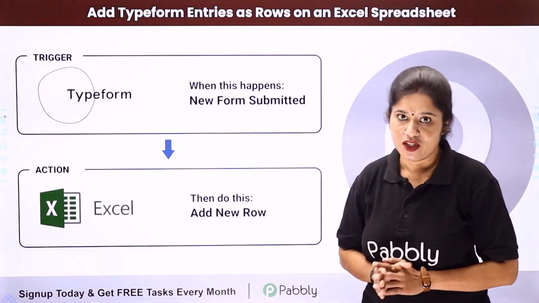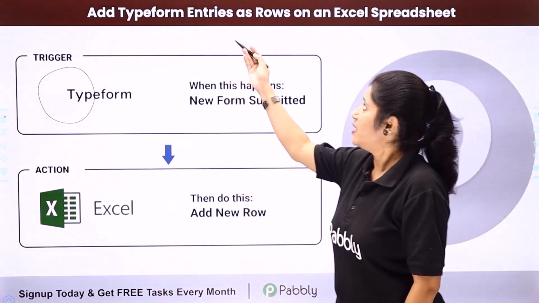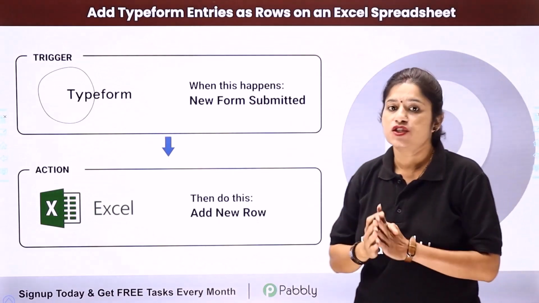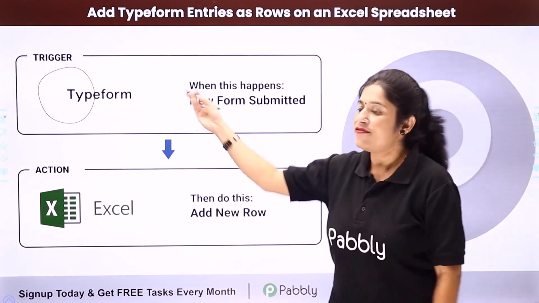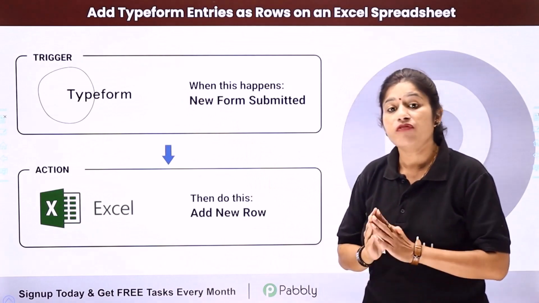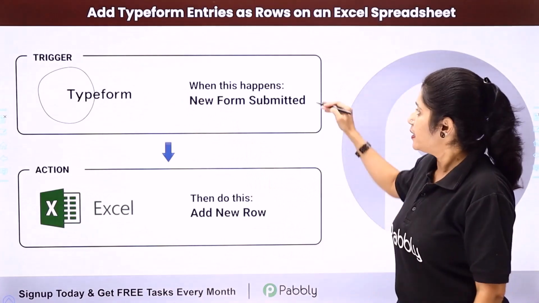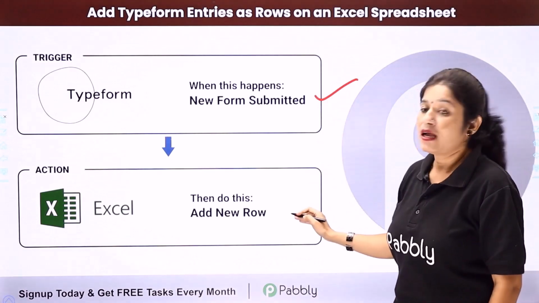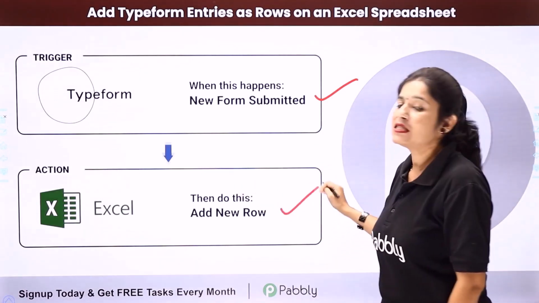In this video, we are going to learn how you can add Typeform entries as rows on an Excel spreadsheet. So the idea here is that you have created a form using your Typeform account. Now you want that whenever the form is filled, automatically using the details of the form submission, a new record should be added as a new row to your Microsoft Excel spreadsheet.